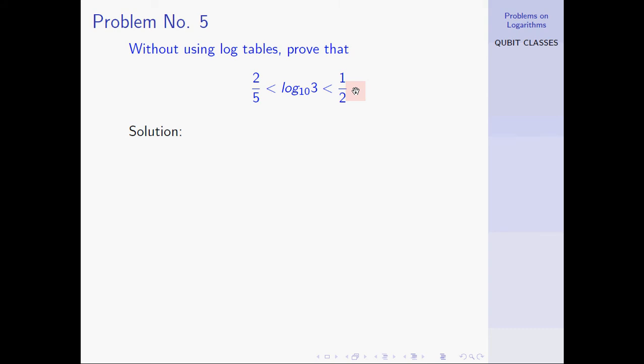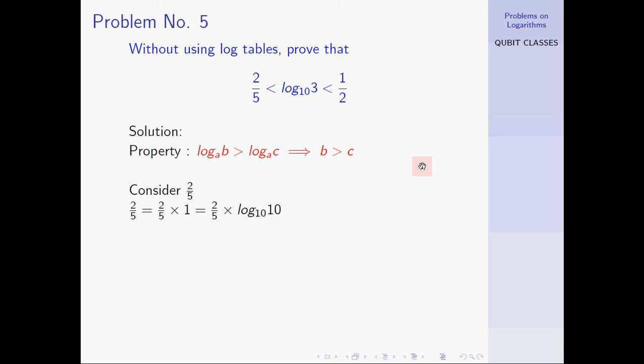Now let's focus on the first two terms. Throughout this problem, we will be using this property. If log of b to the base a is greater than log of c to the base a, then b is always greater than c. So we will use this property twice, one for the first part and another for the second part. Consider 2 upon 5.